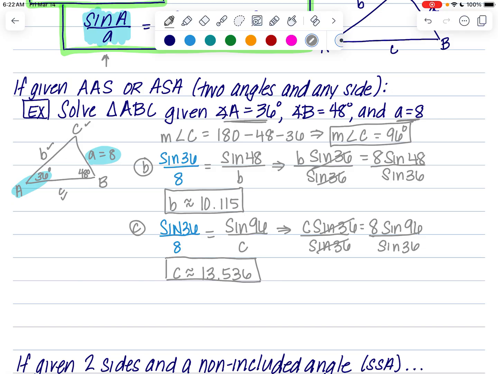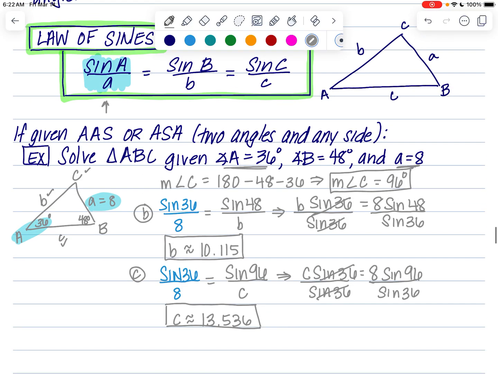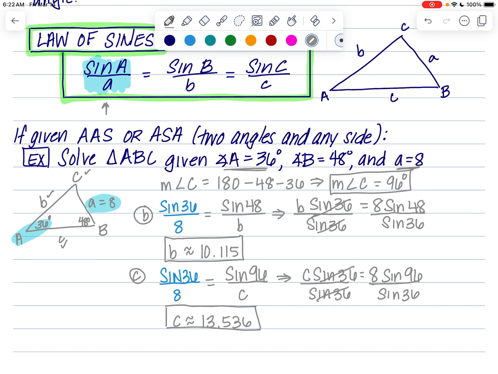Then you're going to use one complete ratio. Usually it's going to be the A ratio, okay? It might not be, but most of the time it is. And then you're going to set that complete ratio equal to the other ones. We did B first and then C, doesn't matter what order you do them in, and find the other missing pieces, okay? So there is that.